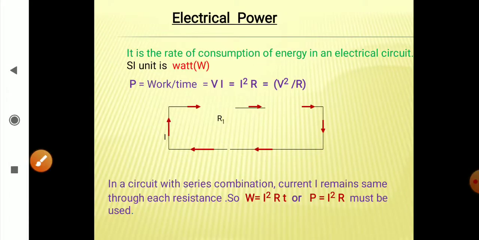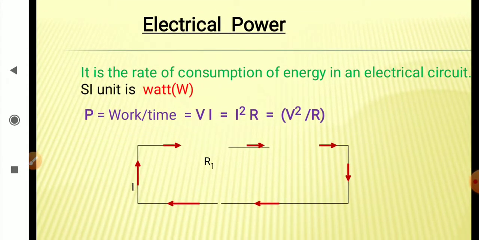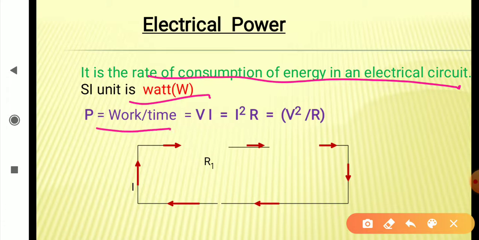Okay. So now let us define electrical power. Electrical power is the rate of consumption of energy in an electrical circuit. Its SI unit is watt. Symbol used is capital W. So the power is work done per unit time, that is VI, which is equal to I square R or equal to V square upon R.